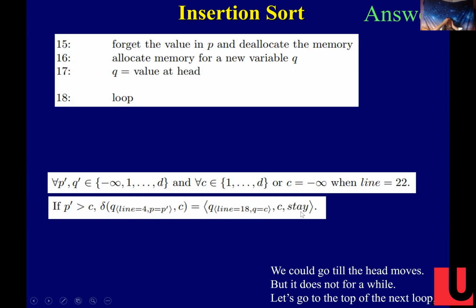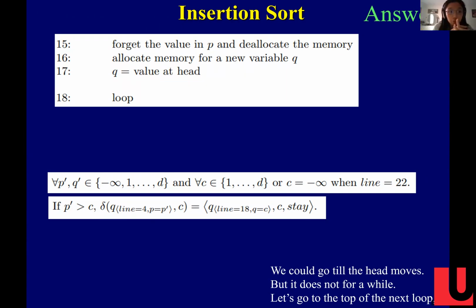Why do I have a checkpoint at line 18? Well, because it's the top of the loop, right? And I'm going to want to keep coming back to the top of the loop. So that's why, even though I'm staying, I put a checkpoint at the top of the loop.